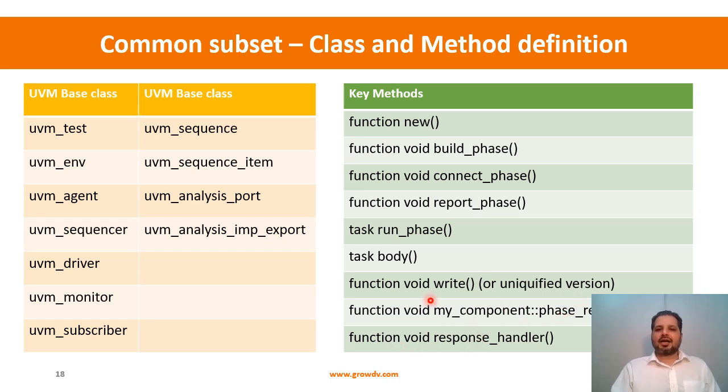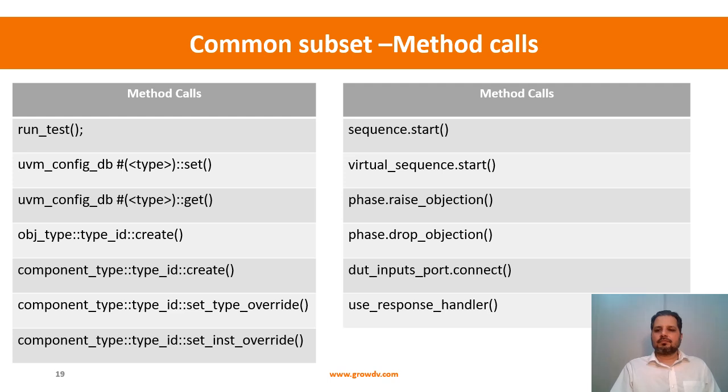Then there's a response handler. What happens in the sequence if I issue a transaction type for which I need a response? For example, I issue a read, and now I need to get back the read data, so I can use the response handler concept. This is also one of the concepts. There are multiple ways to extract a response, but the response handler is one such concept, so we'll look at it.